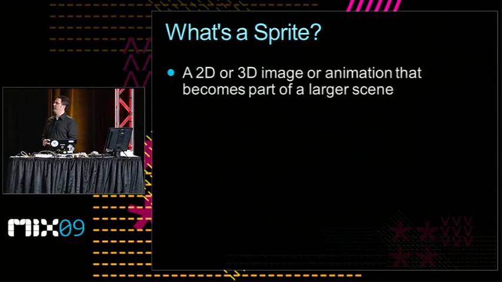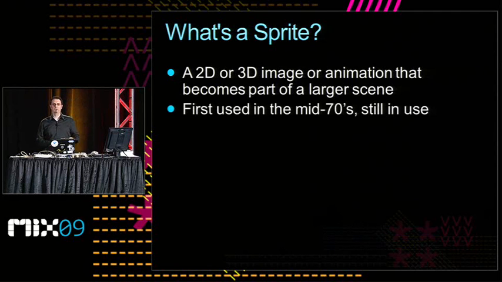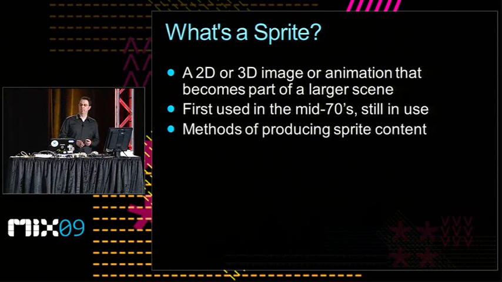When we're talking about it in Silverlight, what I'm referring to is a 2D or 3D image or animation that is going to become a part of my larger scene. If you're writing a game, you might be using multiple sprites for multiple characters. They were first used in the mid-1970s. They're obviously still in use today. When they were used in the 1970s, they were actually produced in the hardware, what we refer to now as a software sprite. And you have different methods available to you to produce sprite content for consumption in Silverlight.